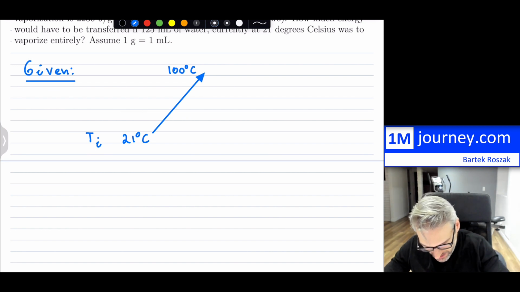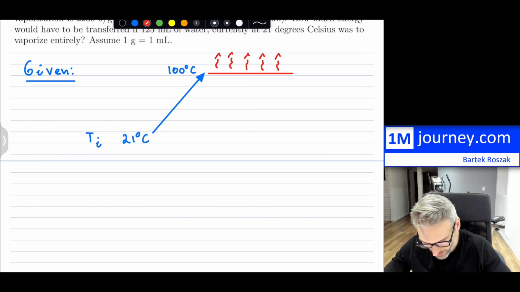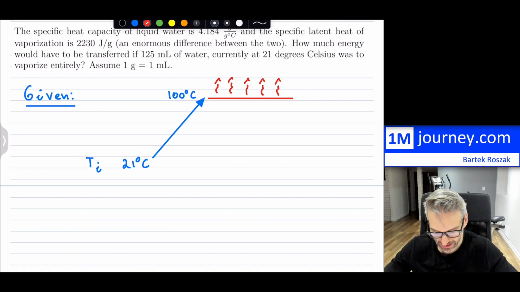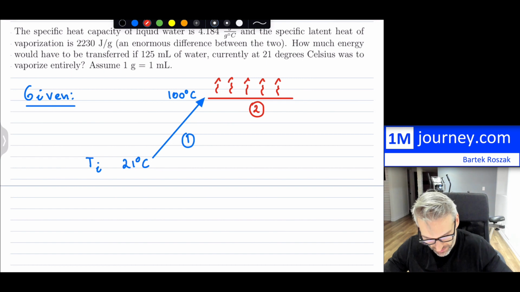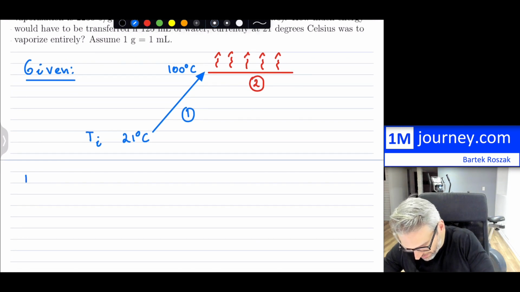And then during this step, it's going to take a certain amount of energy so that all of this starts to take off and become a gas and vaporize. Now we want to get rid of all of it. So this is a two-step process. Step number one is in terms of the specific heat capacity, and step number two is in terms of the specific latent heat of vaporization. So let's do step number one first.